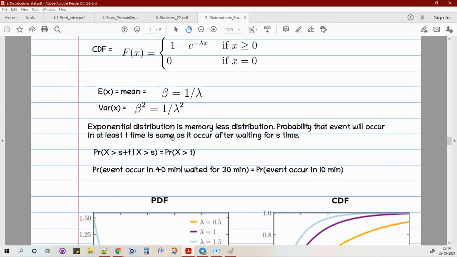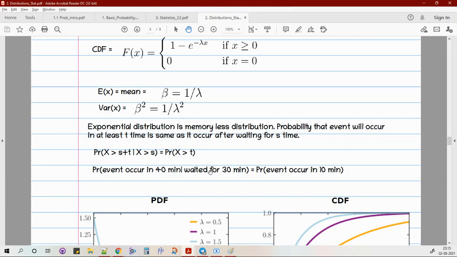Okay. What is this? Memoryless distribution. There is this point I missed. What it is saying is the probability of x greater than s plus t, given that x is greater than s, is the probability of x greater than t. So let's say we have waited for s time, say 5 minutes. Now this is conditional probability, right? This is the base case, that x is greater than s has already occurred.